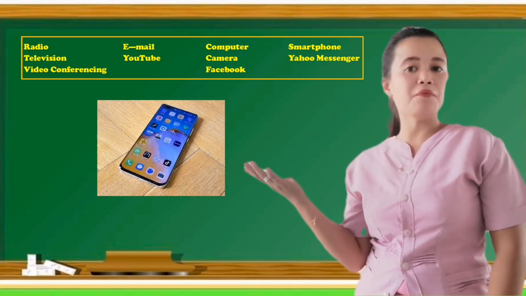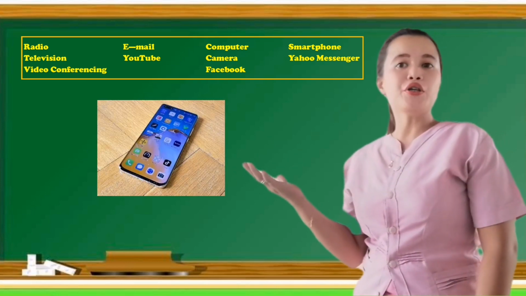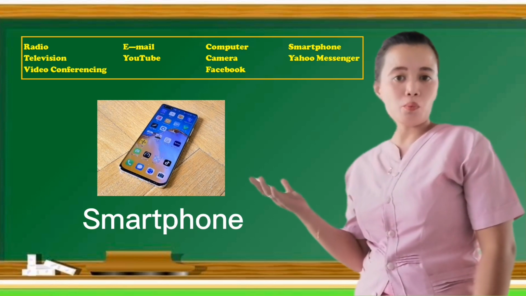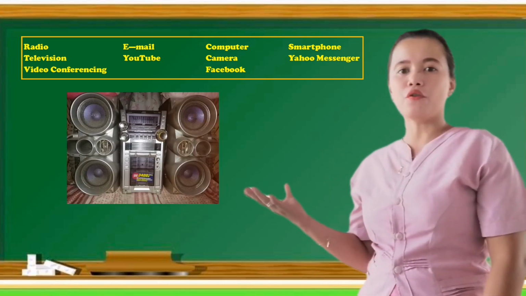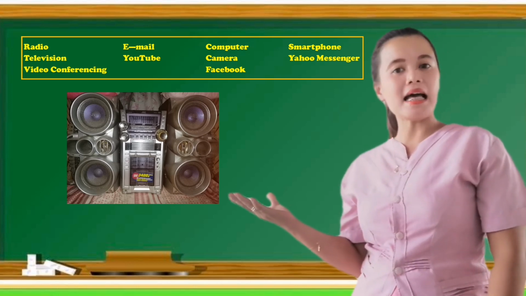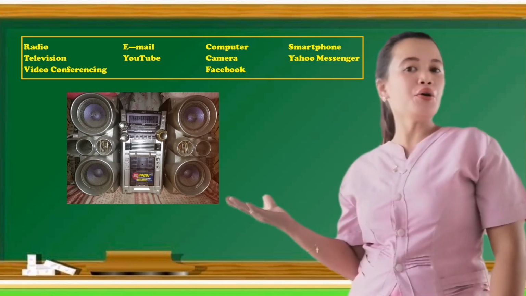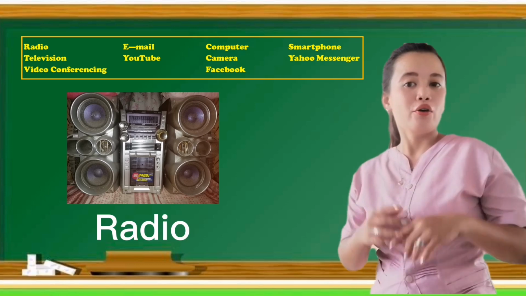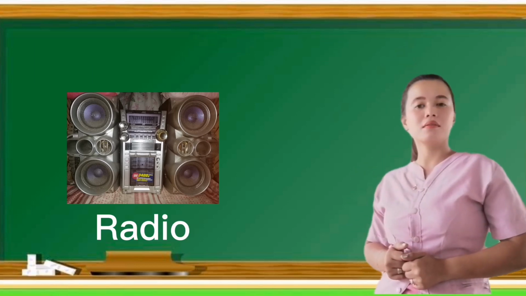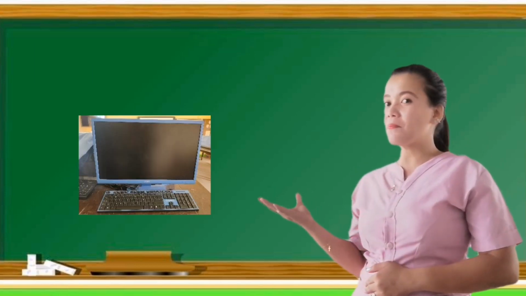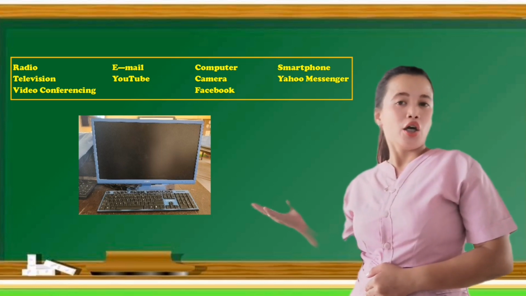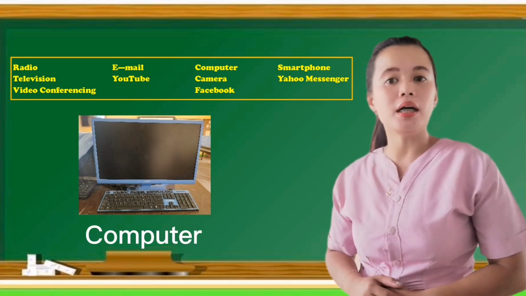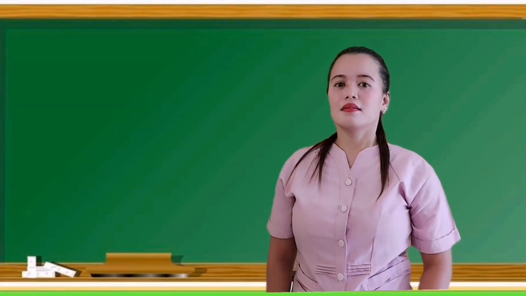Number 3. Forms of media. If you answered smartphone, good job! Number 4. Forms of media. What is that? If you answered radio, you are correct. Number 5. Forms of media. What is that? If you answered computer, good job!